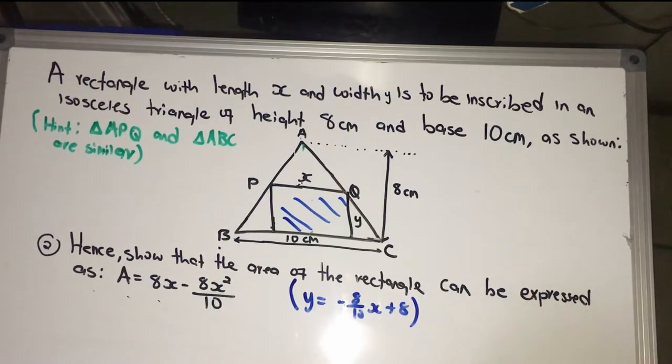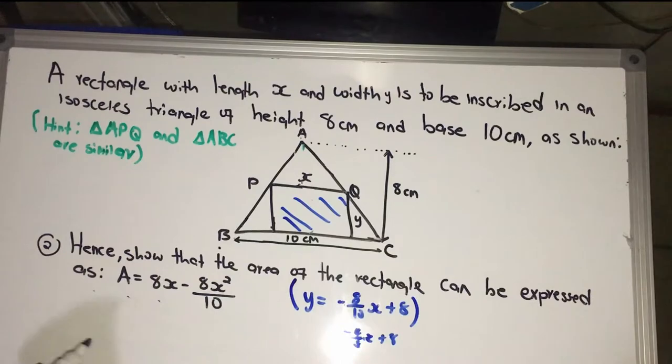Okay, question: hence, show that the area of the rectangle can be expressed as A, which is equivalent to 8x minus 8x squared over 10. Okay, so previously y was minus 8 over 10 x plus 8. So this is the same as minus 4 over 5 x plus 8. It's exactly the same thing.